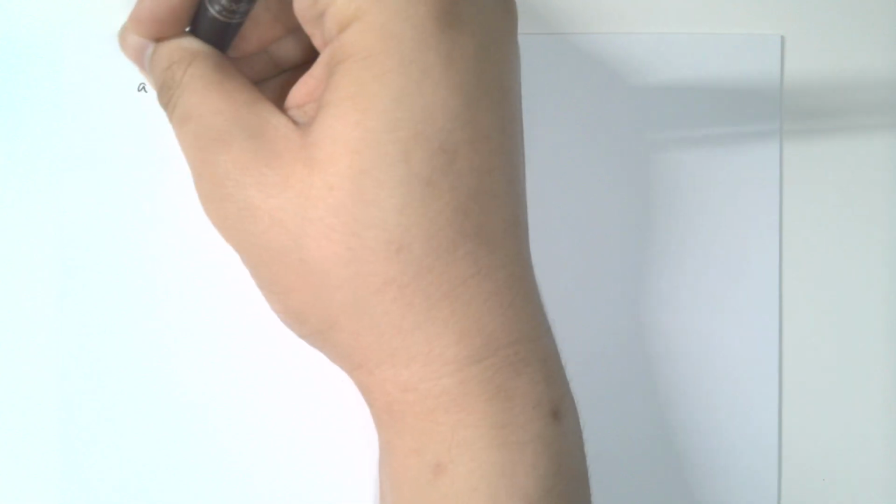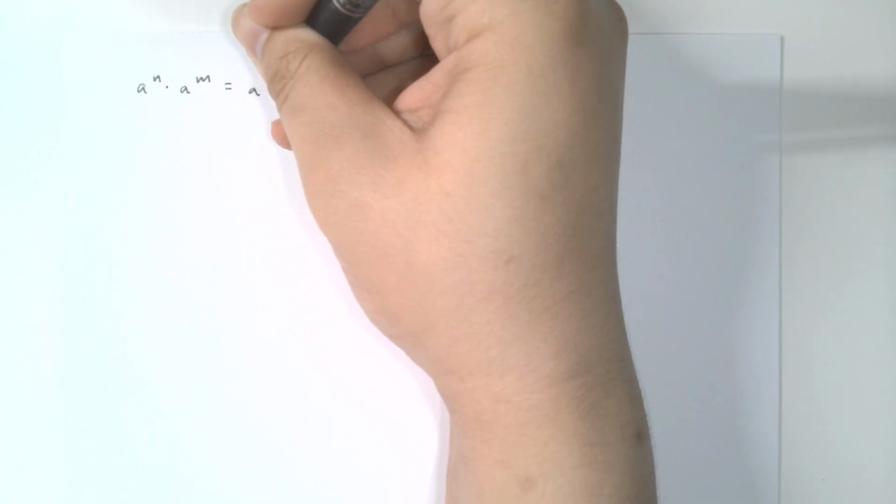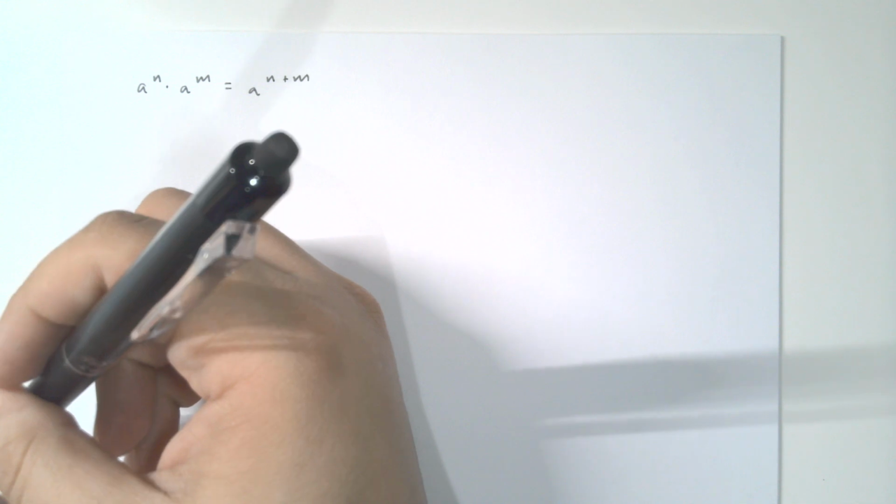So, in the first section, we're going to use this property that a to the n times a to the m is equal to a to the n plus m. Now, I'm not going to go through and derive this property because I've done it a few times in class.